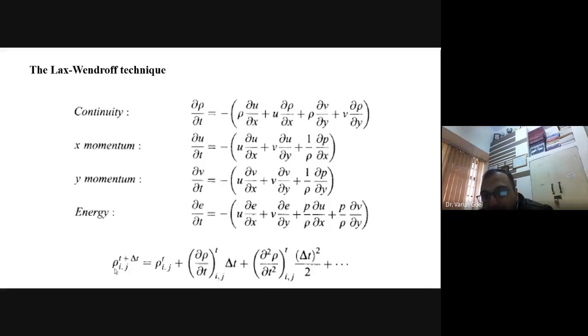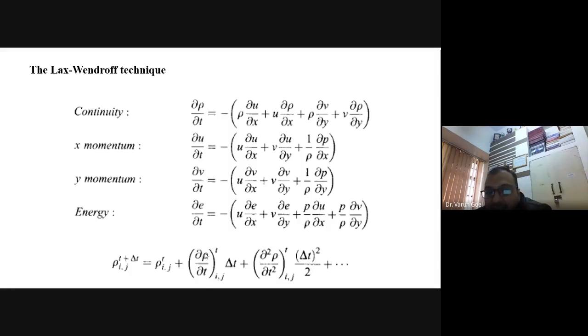So we will keep rho ij t plus delta t equal to rho ij t plus del rho by del t at ij t times delta t plus del square rho by del t square at ij t times delta t square upon 2. So when I have to calculate rho ij t plus delta t, I must know the value of del rho by del t at ij t, and I must know the value of del square rho by del t square. Now, okay, we will know that value, but how do we know this particular value del rho by del t?